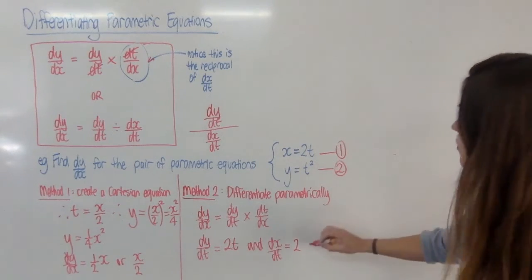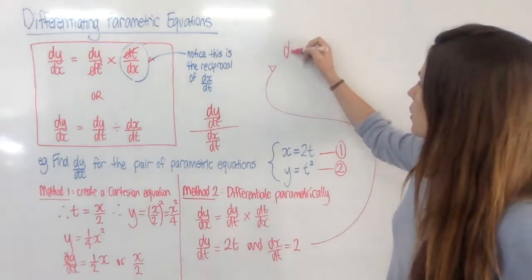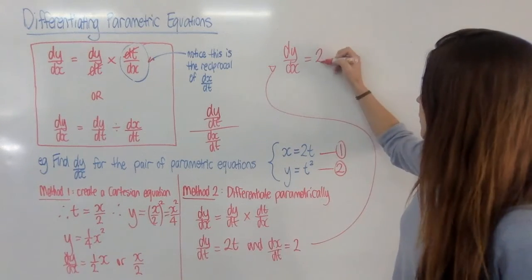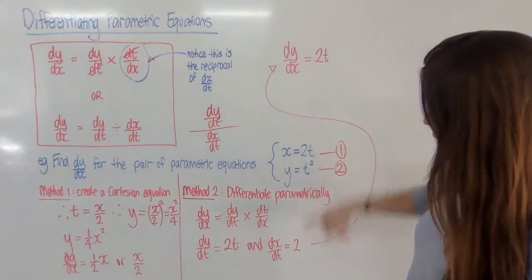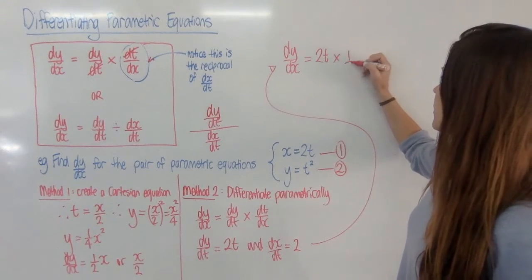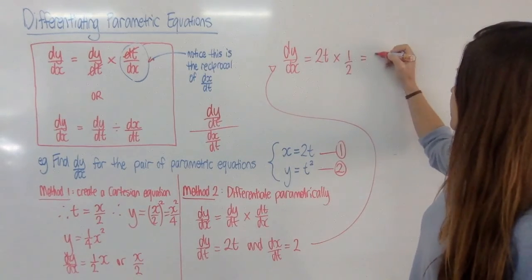I'm also sort of running out of space. I might continue up here. Normally I just continue working down. So dy dx is equal to 2t multiplied by the reciprocal of 2, which is a half. And when I do that, I've just got t.